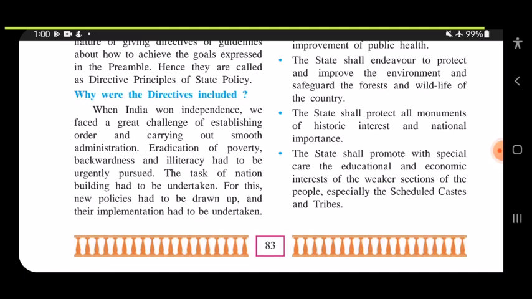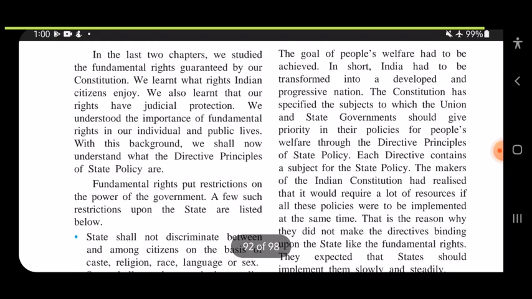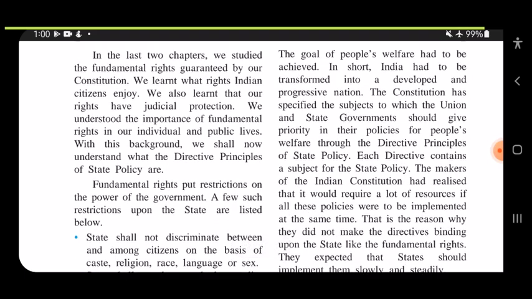So now we know that our country, India, is not a completely developed country. It's in the process of getting developed. Let's see further. The goals of people's welfare had to be achieved. In short, India had to be transformed into a developed and progressive nation. We all can see that India is slowly but steadily progressing.